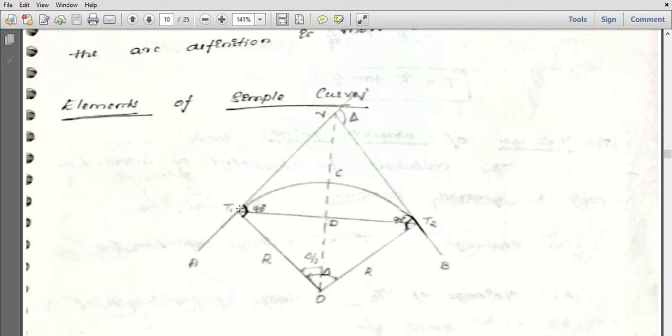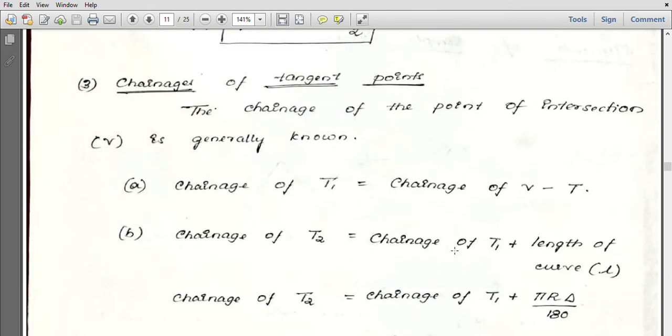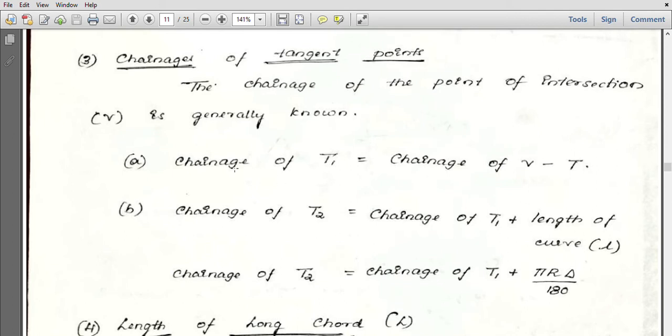So every time you have to calculate chainage at T2 is equal to chainage at T1 plus, we know the length of the curve, already we have calculated in the elements. So chainage at T1 plus length of the curve will give chainage at T2. So here chainage can be calculated. One is chainage of T1, that is point of curve, chainage of point of intersection minus T, and chainage of T2 is equal to chainage of T1 plus length of the curve, that is L. So this is a formula to calculate chainage.